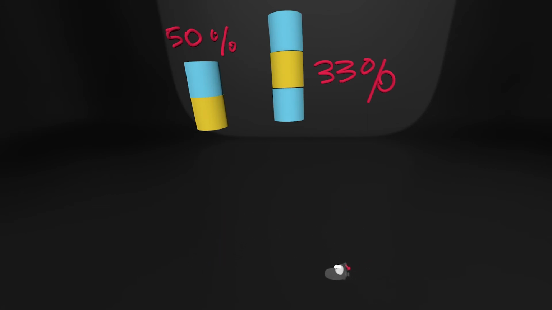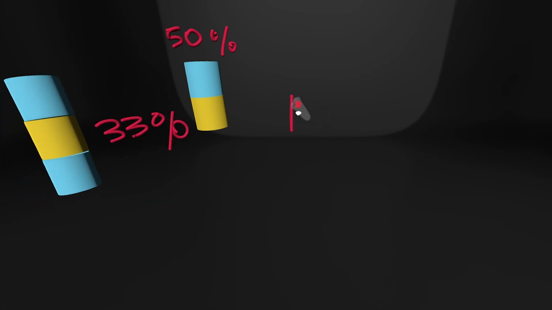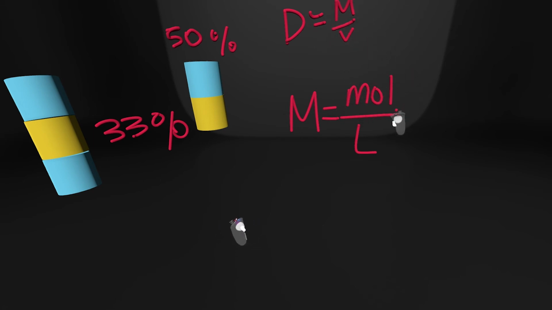In chemistry, we have a very prevalent measurement for concentration, which is called molarity. I'm not going to go too in-depth about molarity, but the equation is, I'm going to move all this so you guys can see. The equation for molarity is M for molarity equals moles over liters. And this is very similar to our previous density equation, which was just D equals M over V. Moles is simply just a measurement for mass, and liters is a measurement for the volume.